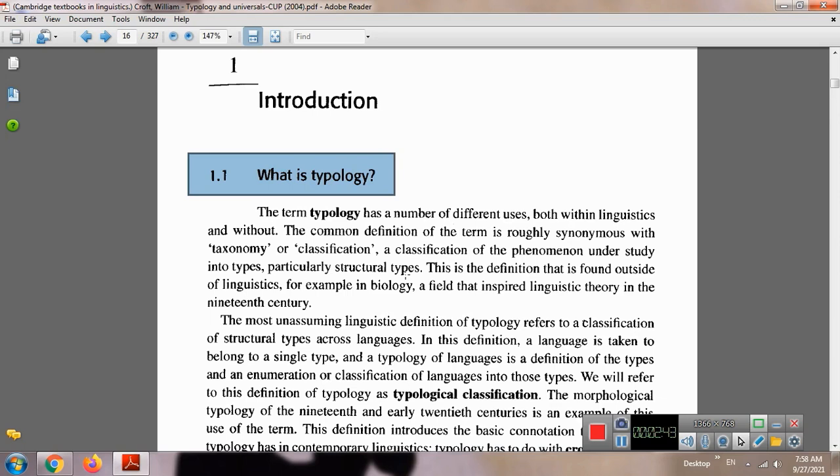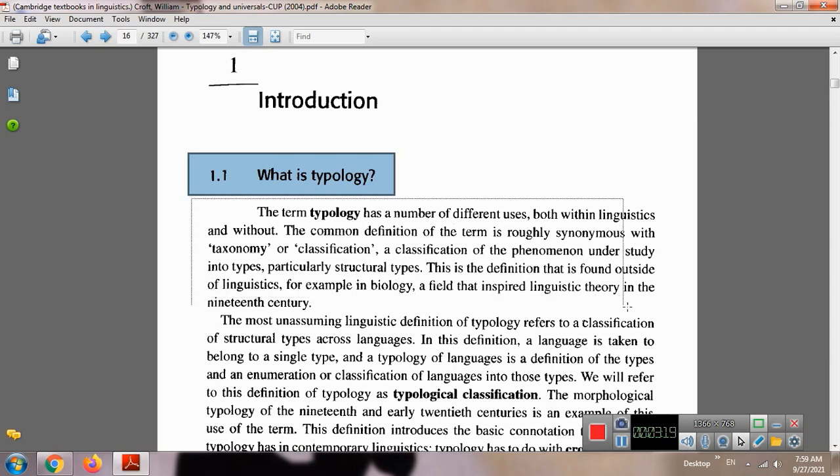One of the common definitions of typology, which is common in linguistics and other fields like biology, means taxonomy or classification: the taxonomy or classification of phenomena under study into types, particularly structural types. This is the definition that is found outside of linguistics, for example in biology, a field that inspired linguistic theory in the 19th century.